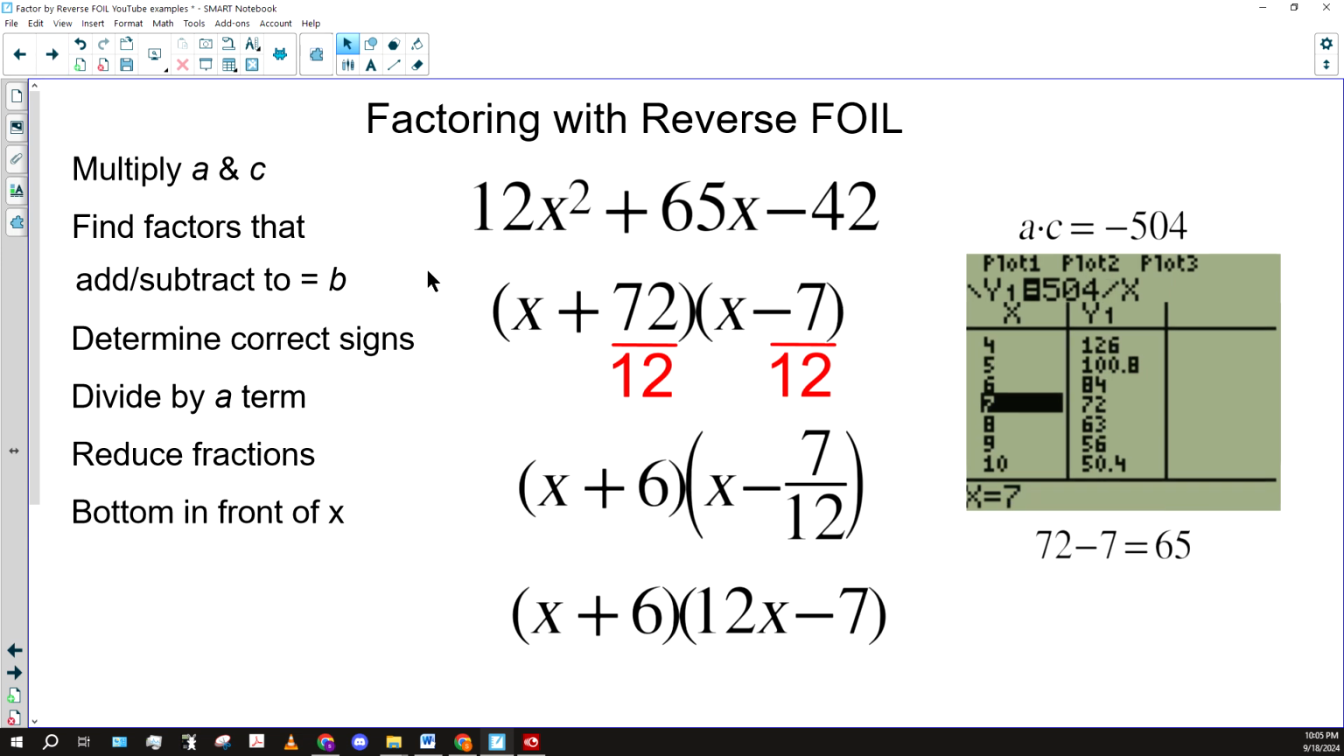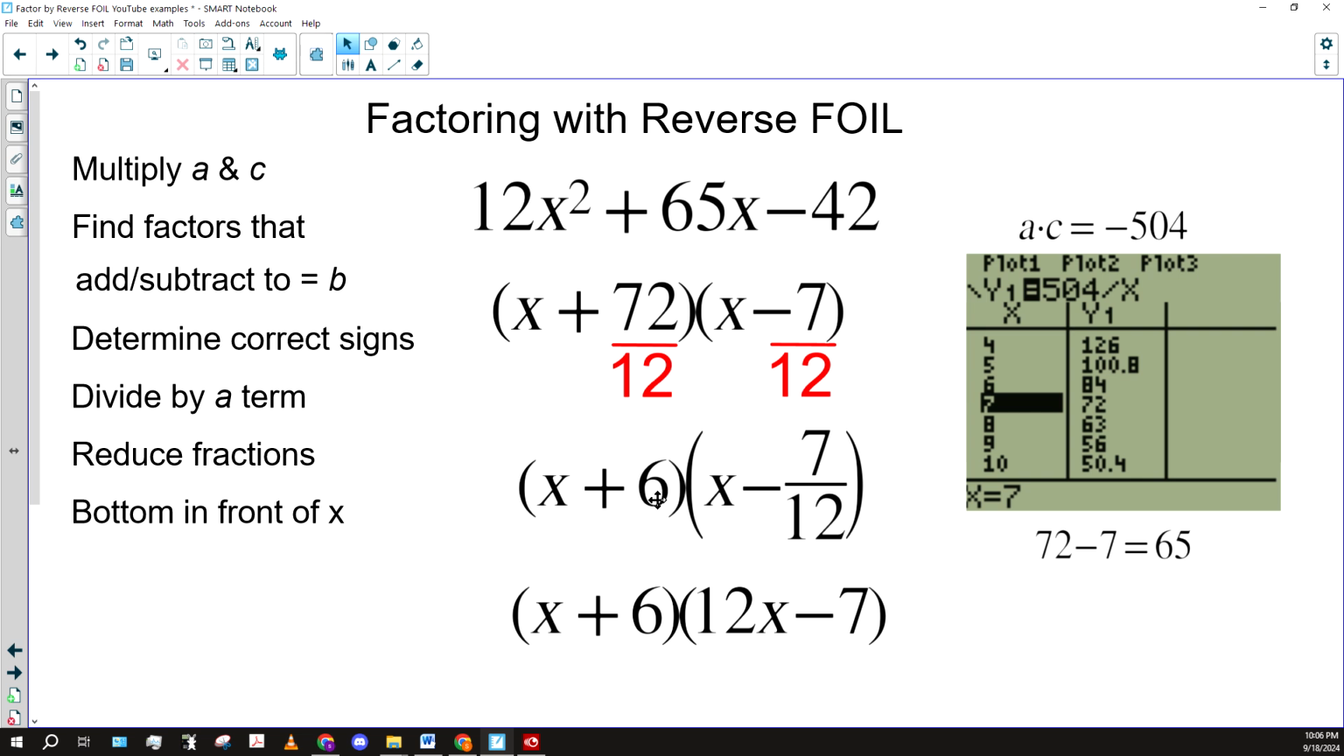All right, one more. A times C is 12 times negative 42, which is negative 504. Put that into y equals, go to your table, and find two numbers that subtract to make 65, and that would be 72 minus 7. So I put the 72 and the 7 in here, figure out what signs make positive 65, divide by the a term, reduce your fractions.